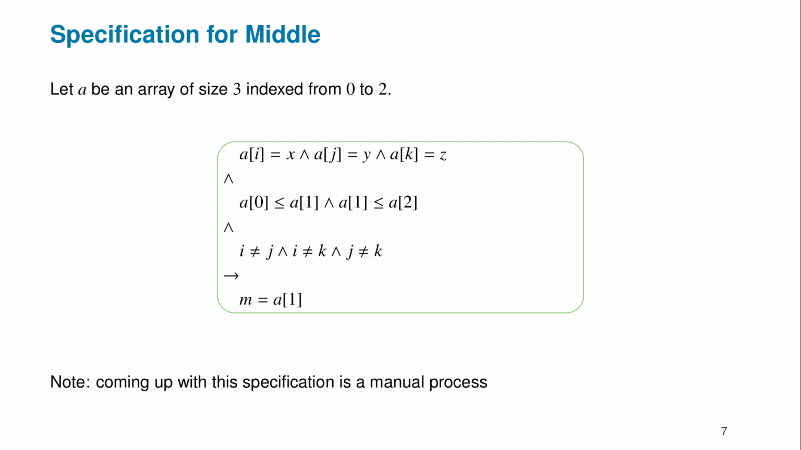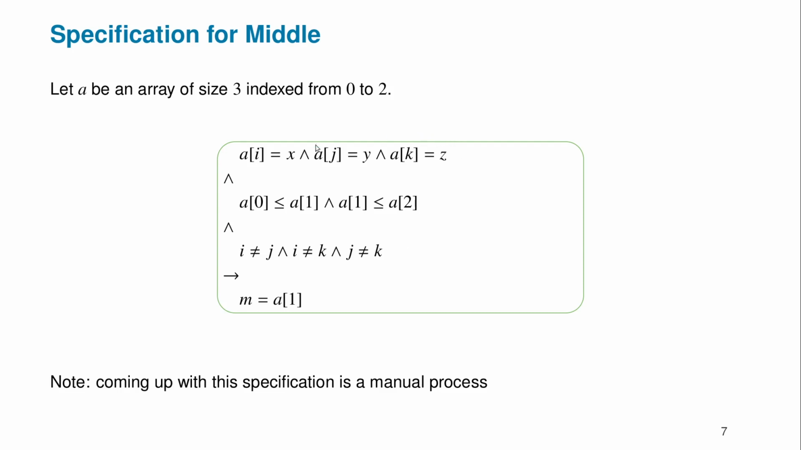So we have to declaratively describe what the result should look like. And this is a manual process, and here the most effort goes in when we do some verification.